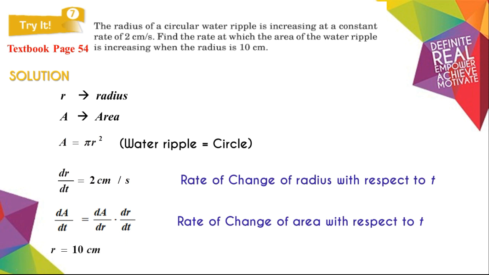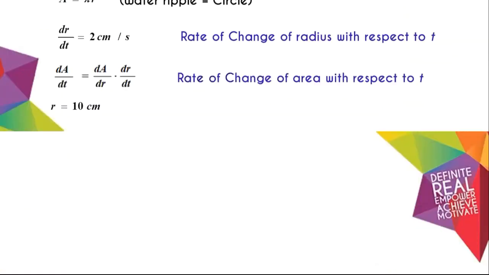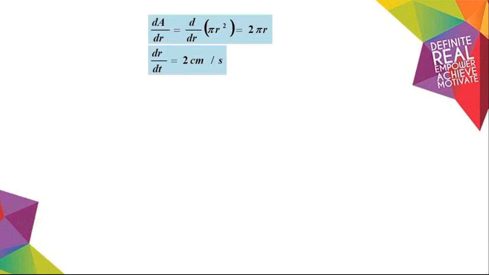When the radius is 10 cm, we can calculate the rate at which the area of the water ripple is increasing. So we start from dA/dr, the change of the area with respect to r, which equals the first derivative of pi r squared. Pi is a constant, so that derivative equals 2 pi r. Then dr/dt, the rate of change of the radius with respect to t, equals 2 cm per second from the question.